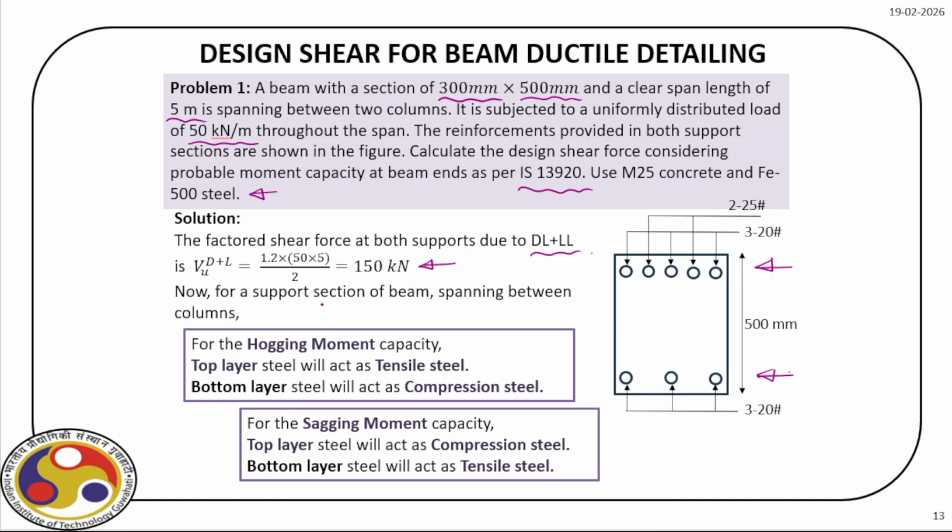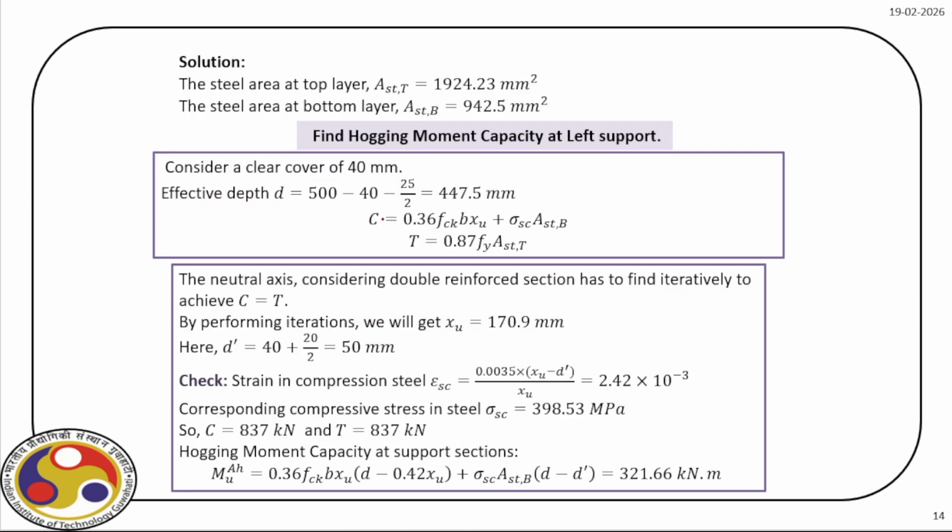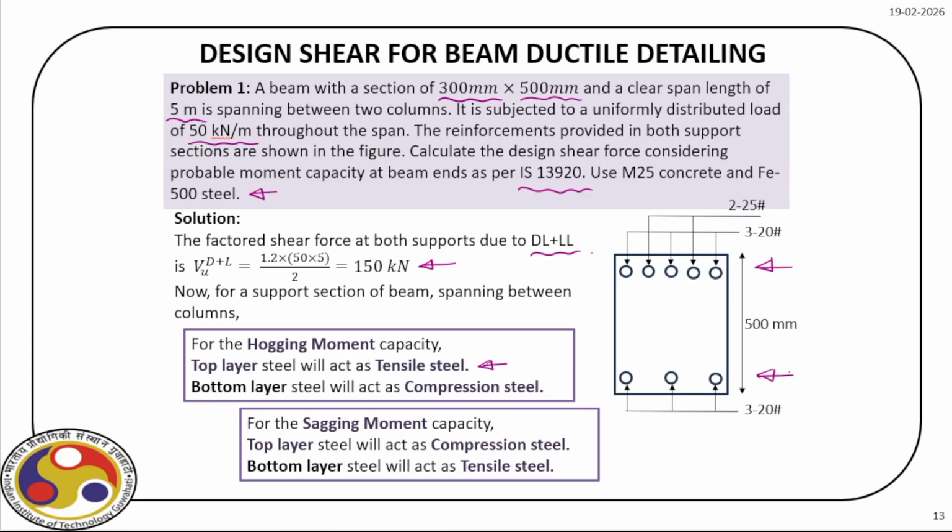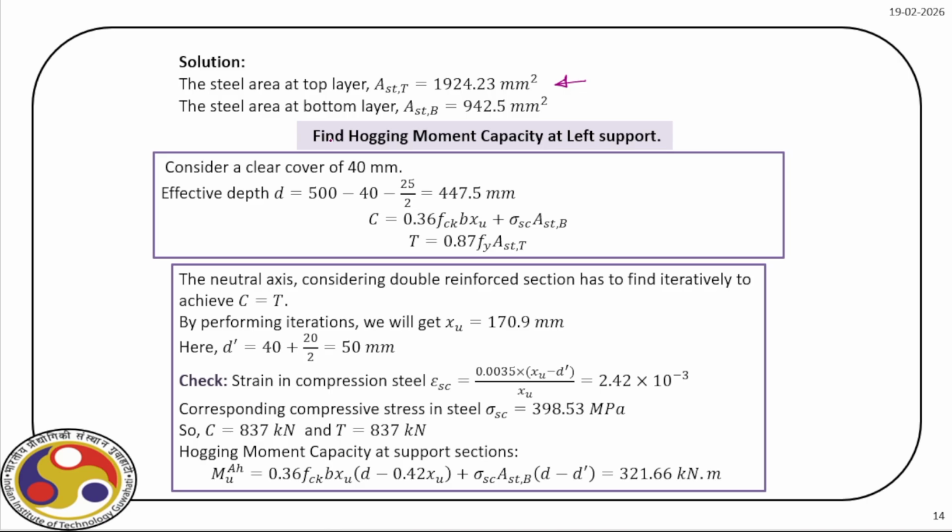Now for a support section of the beam spanning between columns, we'll have hogging moment and sagging moment, right? For hogging moment capacity, top layer steel will act as tensile steel, bottom layer will act as compressive steel. While in case of sagging, this is completely reversed. Now, we can calculate the area of the steel in top layer and bottom layer because those details are given here. And then next is find hogging moment capacity at the left support.